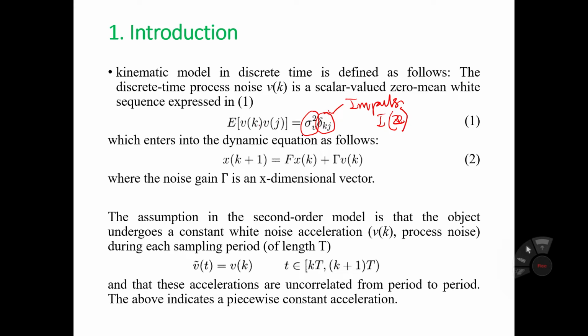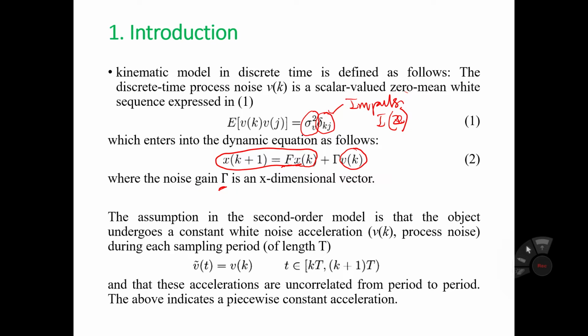The expected value of the process noise has a zero mean and is a white sequence. Which enters into the dynamic equation as follows, like this one, v of k, and this is the kinematic model, and we add some process noise. Process noise is entering into the dynamic, or we can say kinematic model, and this gamma sign is the noise gain, which is an x-dimensional vector.